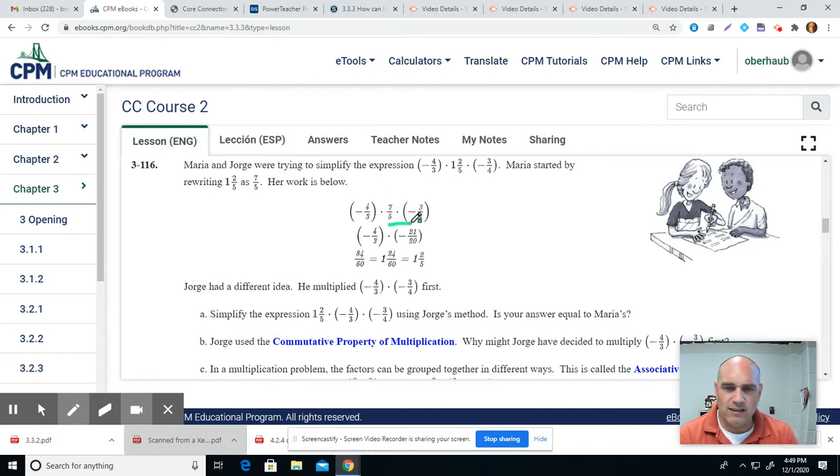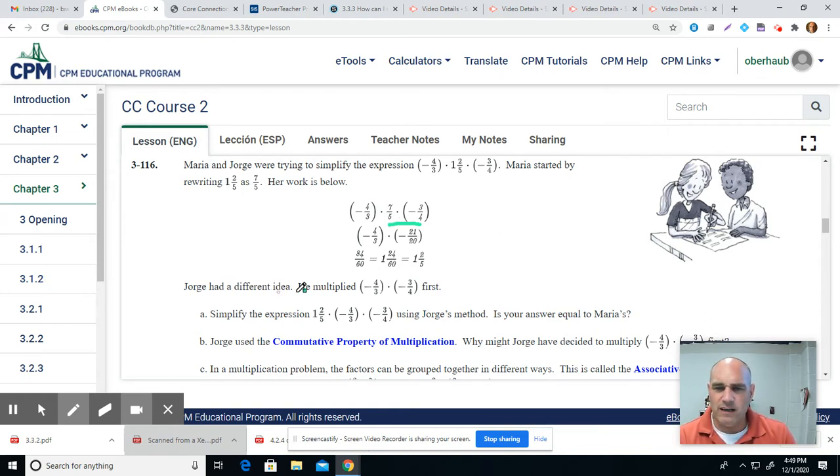So she multiplied these two first and got negative 21/20. Then she multiplied that by the negative 4/3. And let's see, signs are the same, so it's positive. 4 times 21 is 84. 3 times 20 is 60. So she gets this, makes it top-heavy, gets 1 24/60, and then reduces it down to 1 2/5. All right, all that looks great.